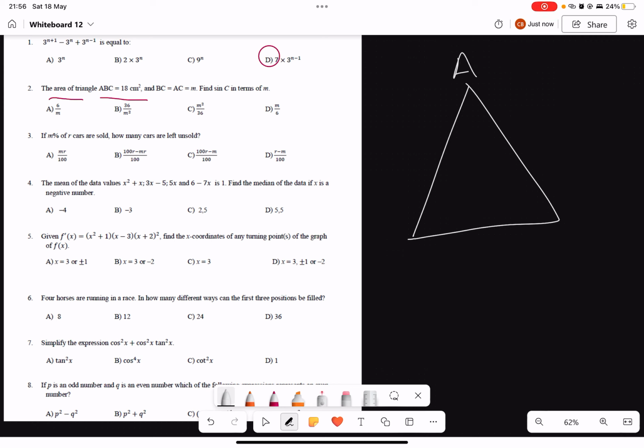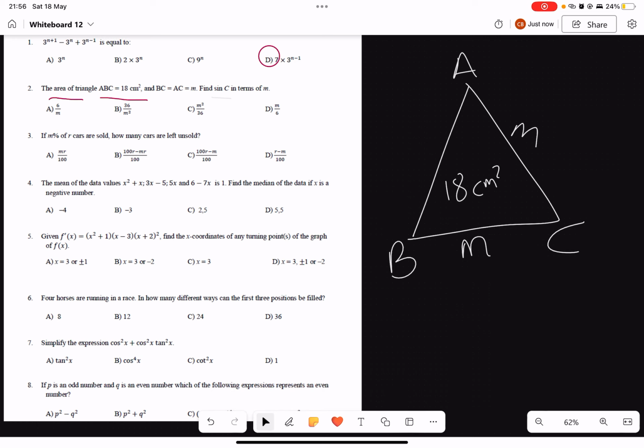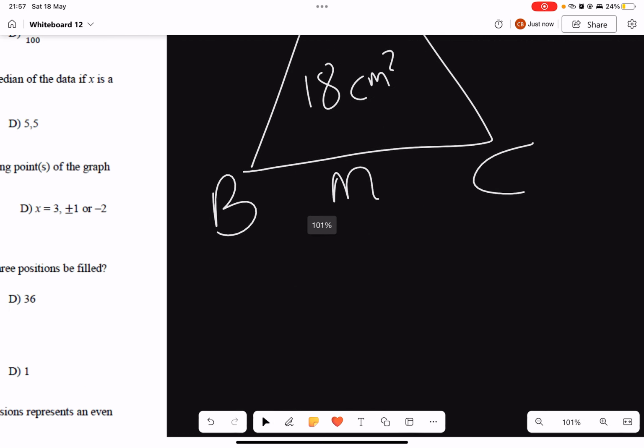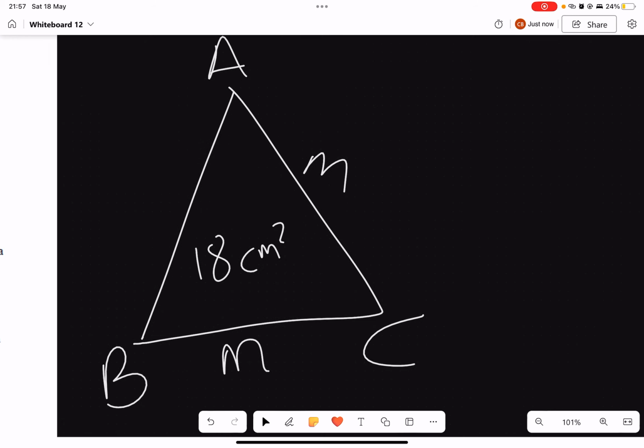You have A, B, C, and then we are given that its area is 18 centimeters squared. And then they are also telling us that BC equals AC equals M. Okay, so BC equals M, and then AC equals M. And then they want us to find sine C in terms of M. Okay, so let's do that, ladies and gentlemen. So they want us to get sine C basically.